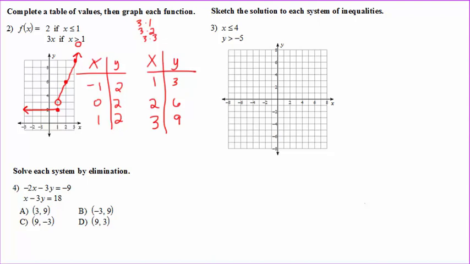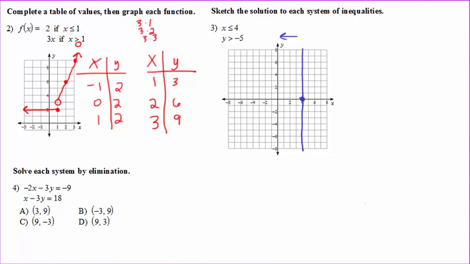Number 3. Sketch the solution to each system of inequalities. So we've got x is less than or equal to 4. Remember, to draw that line, you go to 4 on the x-axis and you draw a vertical line. It will be a solid line because it's equal to at 4, less than or equal to. So solid line because of the line underneath. To the left of 4 is where we're going to shade, because that's all of the numbers that are less than 4. So we're going to shade to the left of this line we have drawn.